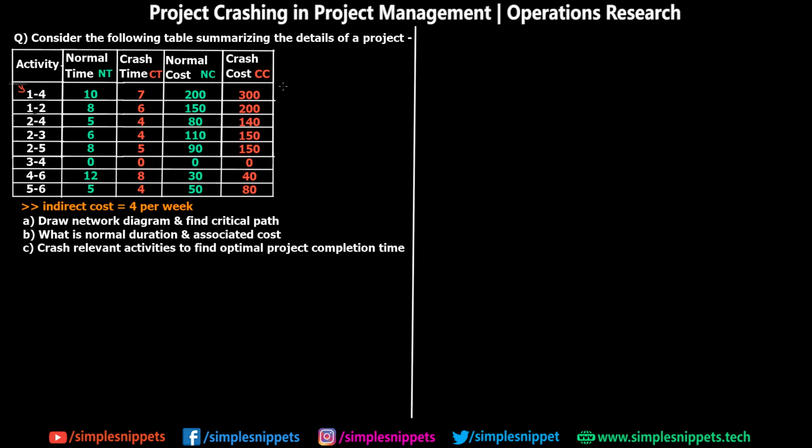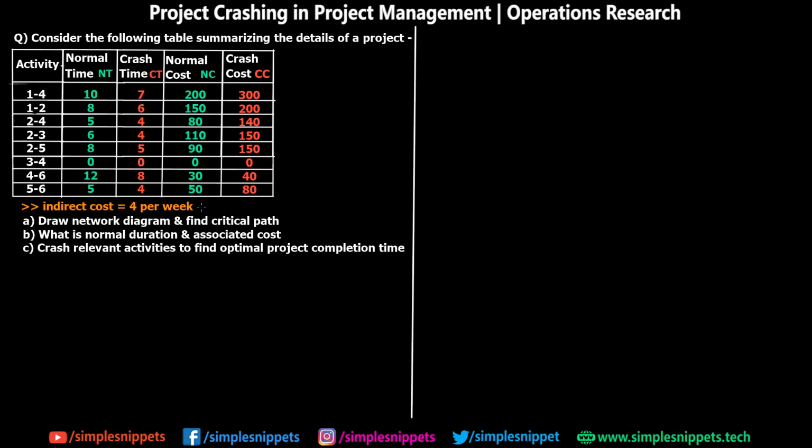This is what we've been given in a tabular format for all the activities. For example, activity 1 to 2 normally takes 8 weeks, but when you crash it, you reduce it by 2 weeks, so it takes only 6 weeks. Normally it costs 150 rupees, but when you crash it, it costs 200 rupees, that is 50 rupees extra. Similarly, this is given for all the activities.